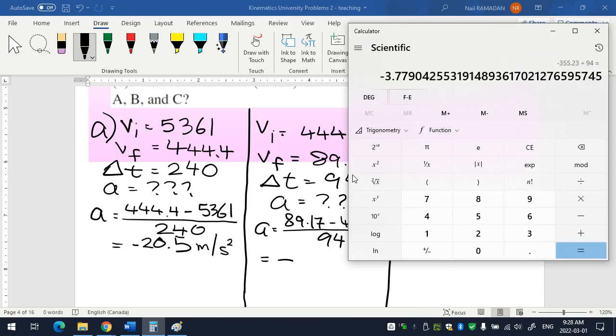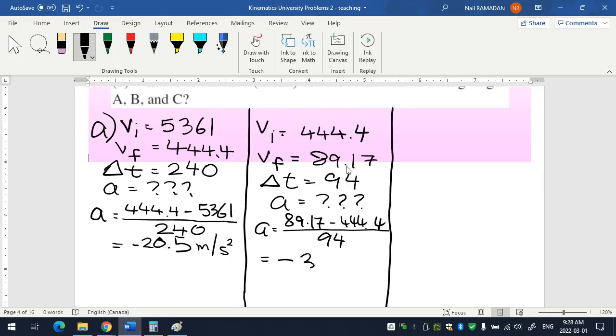Now, what's the sig fig situation here? 94 has how many? It has 2. So we have to keep it to 2. What would this be in 2? Negative 3.77 becomes negative 3.8 meters per second squared.